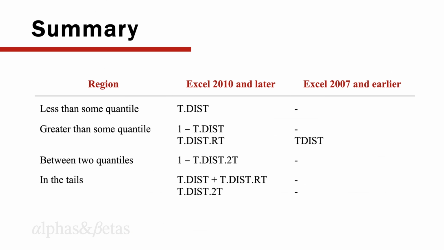In summary, these are the functions to find probabilities under the t-distribution. In older versions of Excel, the t-dist-rt function is called t-dist. See the template for the formulas to find probabilities under older versions of Excel.